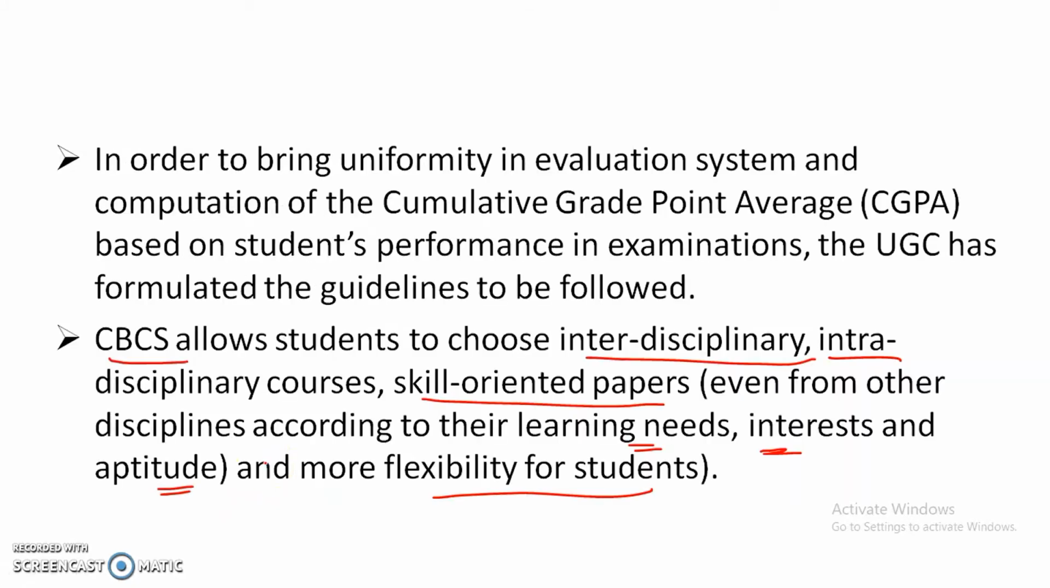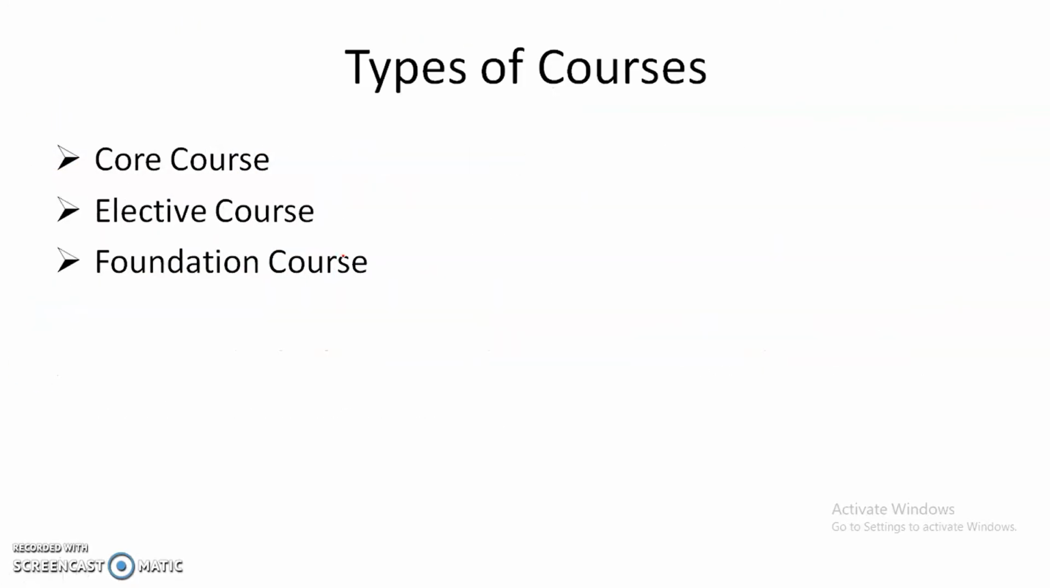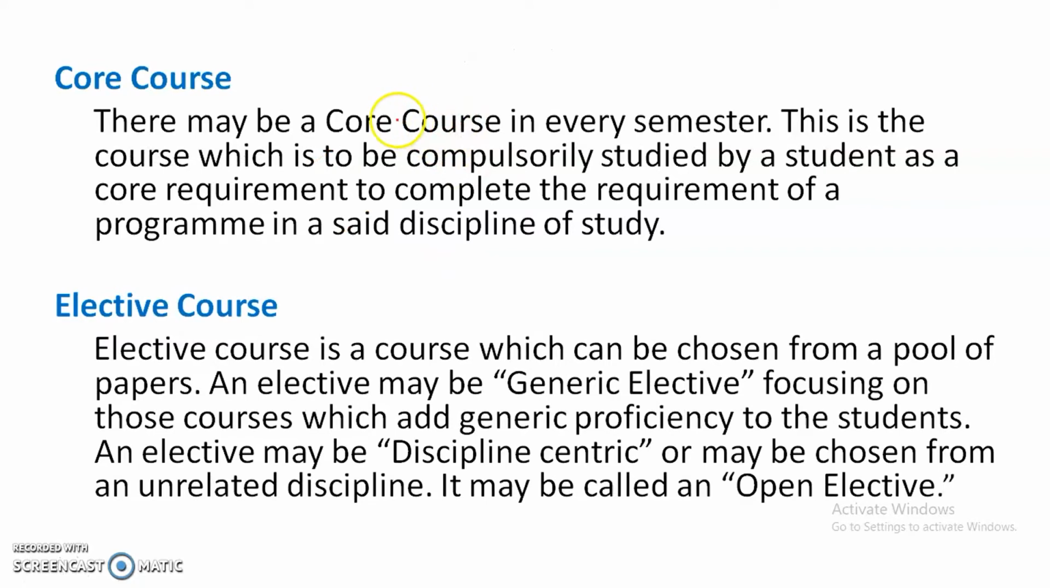Fine. So now we will see, as I told, that in the CBCS we have to discuss these 5 topics. The first one is the types of courses. There are 3 different types of course: core, elective, and foundation course. The core course will be available in each and every semester. Whatever subjects are there in this core course, they have to be studied compulsorily by the students. There is no option.